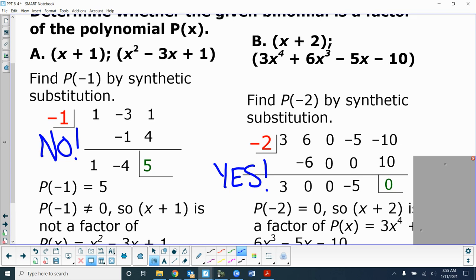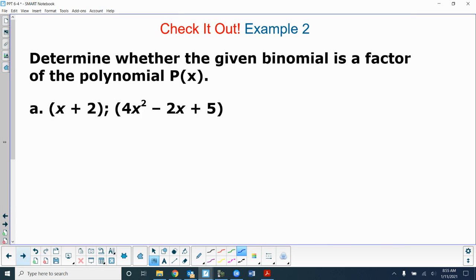Simple. Okay, so what we're looking for is a 0 there in that last number. If you get any other number, you say, no, it's not a factor. That's one type of problem you're doing. Get it? Got it? Good. Look good, feel good? No. You're good. All right, so what do I do?